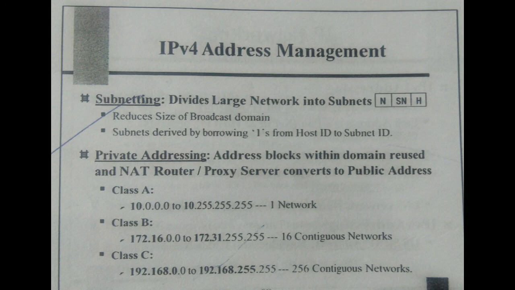If we talk about private addressing, these are blocks reused within the domain, and a network address translator, router or proxy server converts them into public addresses. In class A we have the IP series 10.0.0.0 to 10.255.255.255, which is 1 network. For class B, we have 172.16.0.0 to 172.31.255.255, which is 16 contiguous networks. And in class C we have 192.168.0.0 to 192.168.255.255, which is 256 contiguous networks.